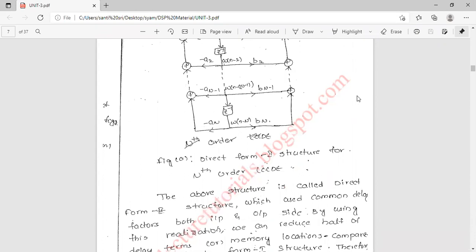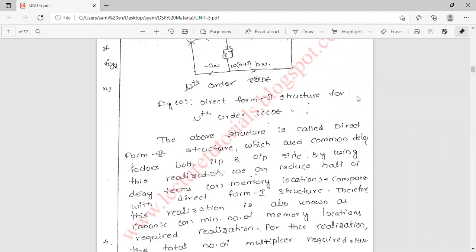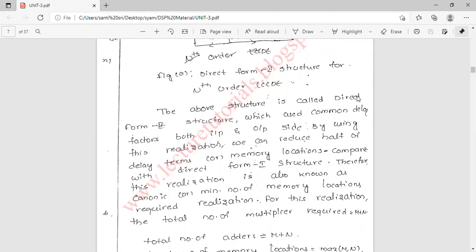Okay, so this is nothing but a direct form 2 structure for an nth order linear constant coefficient difference equation. The above structure is called direct form 2 structure, which uses common delay elements for both the input and output side. By using this realization, we can reduce half of the delay terms or memory locations compared with the direct form 1 structure. Therefore, this realization is also known as canonic, or minimum number of memory locations required, realization.